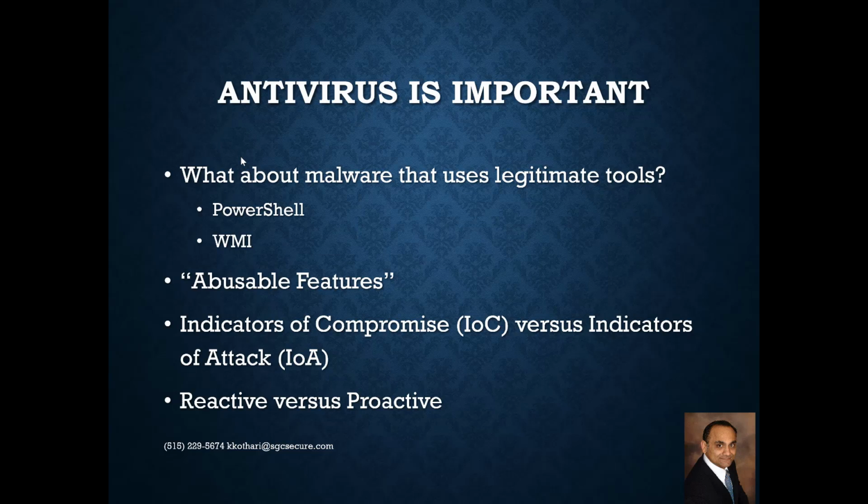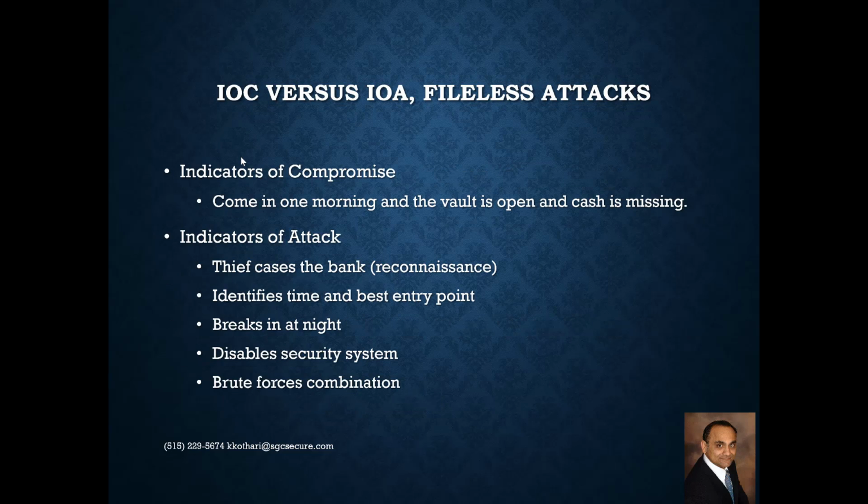And so what this leads to is a difference between indicators of compromise as opposed to indicators of attack. Reactive versus proactive, with traditional antivirus really looking for indicators of compromise or just before compromise, focusing in on definition updates and signatures. One of the easiest ways to explain the difference between indicators of compromise and indicators of attack is if we think about a thief trying to rob a bank.